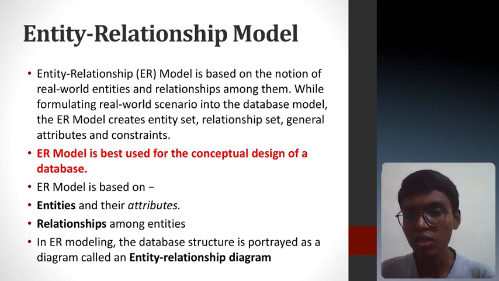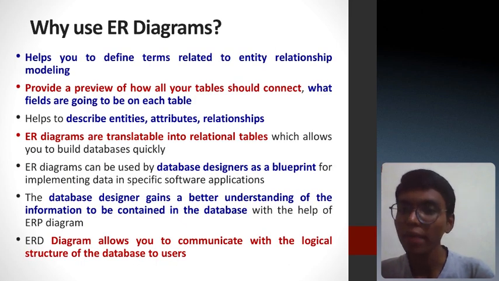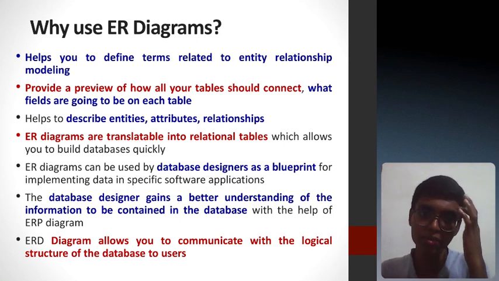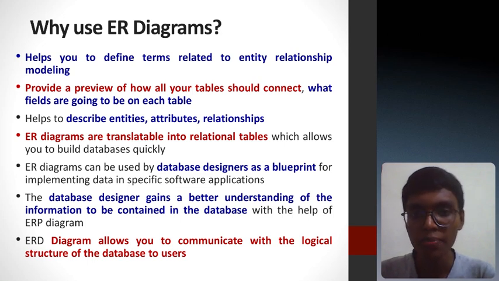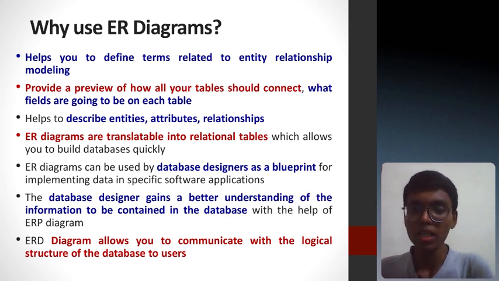The ER model is based on entities and their attributes, and relationships among entities. In ER modeling, a database structure is portrayed as a diagram called an entity relationship diagram. So why do we use ER diagrams? They help us define terms related to entity relationship modeling, provide a preview of how all your tables should connect and what fields are going to be on each table, and help to describe entity attributes and relationships. ER diagrams are translatable into relational tables, which allows you to build a database quickly.